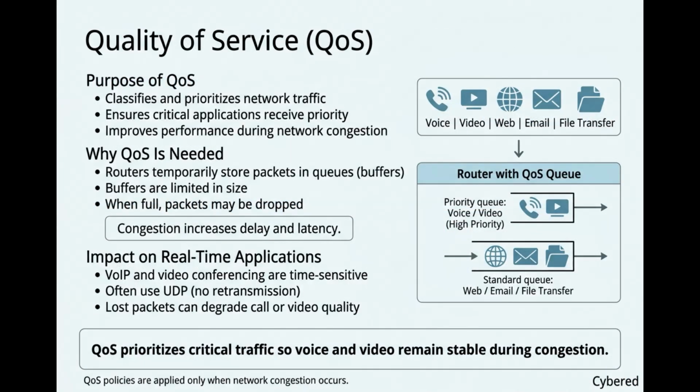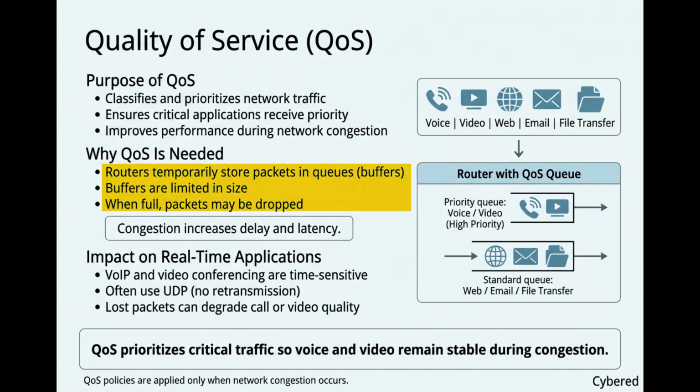Quality of service helps solve this problem by allowing network engineers to classify and prioritize traffic. Time-sensitive traffic such as voice and video can be given higher priority over less critical traffic like web browsing or email. Routers and switches process thousands of packets per second.